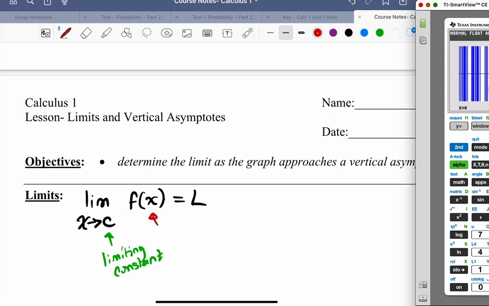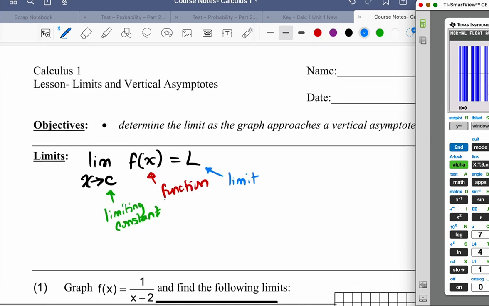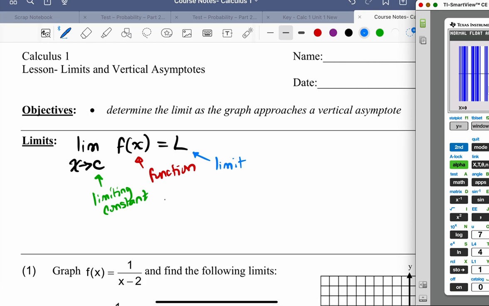This is my function, which you probably don't need to label because that should be obvious at this point. And this is actually the limit. All right, so the result L is the limit. The only way a limit will exist is if the limit coming in from the left-hand side is the same as the limit coming in from the right-hand side, right? And that particular value actually exists. It's a real number, right?